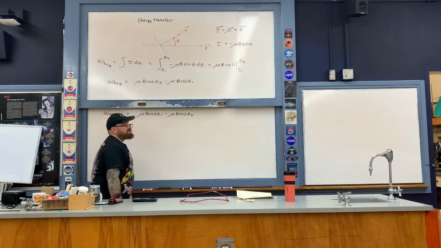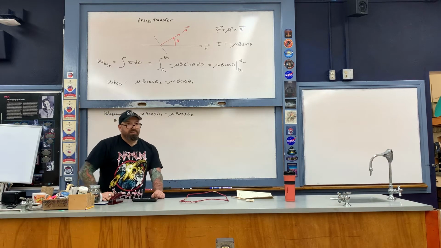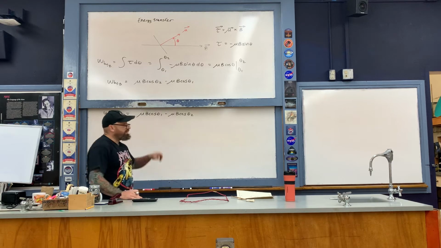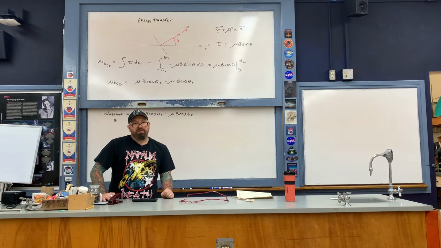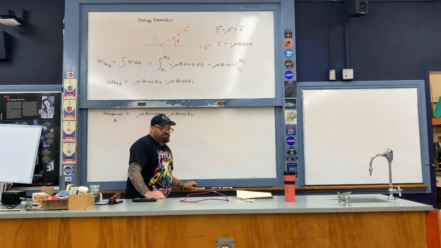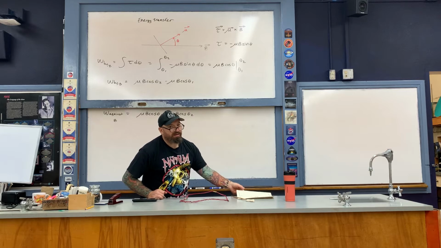Like so, and then once again, notice the cosine. So at what angle is this quantity mu B cosine theta going to be 0? At what angle is that quantity going to be 0? It's going to be at a 90-degree angle.